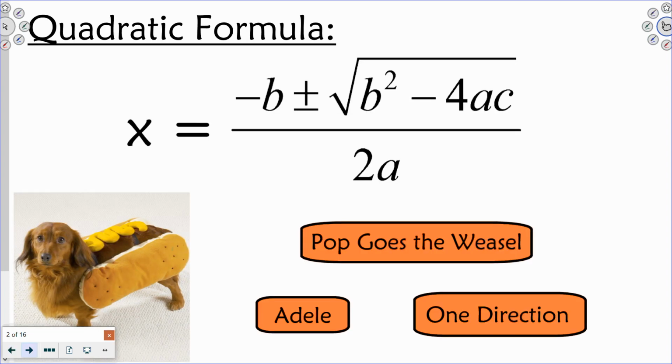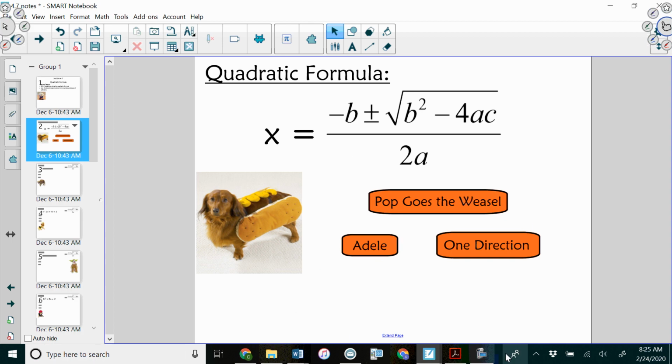All right, so there is your quadratic formula. Do you think you have to memorize it? Yeah, of course you do. You've got to memorize that. But to help you memorize, I like obnoxious ways to help you remember things. Yay, aren't you excited?